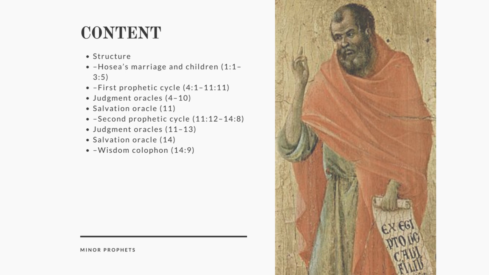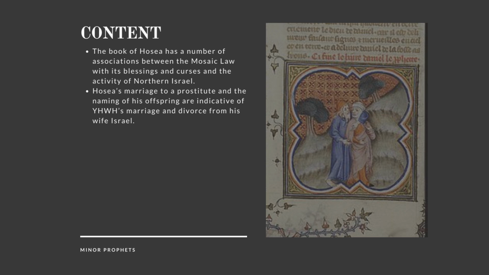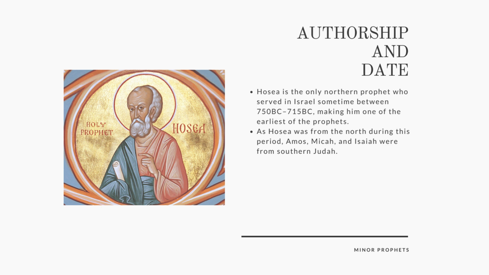So that's content, another area of content that you need to be aware of, that Hosea has a number of associations between Mosaic law and its blessings and cursings and the activity of northern Israel. Hosea's marriage to a prostitute and the naming of his offspring are indicative of Yahweh's marriage and divorce from his wife Israel. So that's the huge thing that comes into play when you're dealing with the book of Hosea.